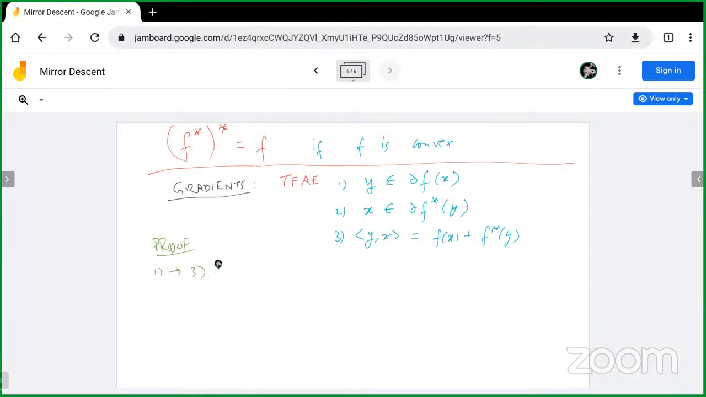Okay, so suppose y is a subgradient. Now let's write down f star. What is f star of y? It is the supremum over u, using a different symbol for the variable, of the inner product of y and u minus f of u.